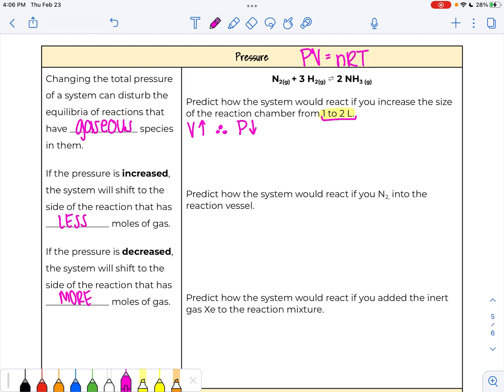So what's going to happen? I have to go to the side that has more moles of gas. I have to correct myself. So if I take a look at the reactant side, I've got 4 moles versus the product side, I've got 2 moles. So which side am I going to go to? Decrease in pressure, more moles of gas. I shift towards the reactants in this case. So decrease in pressure, shift towards reactants.